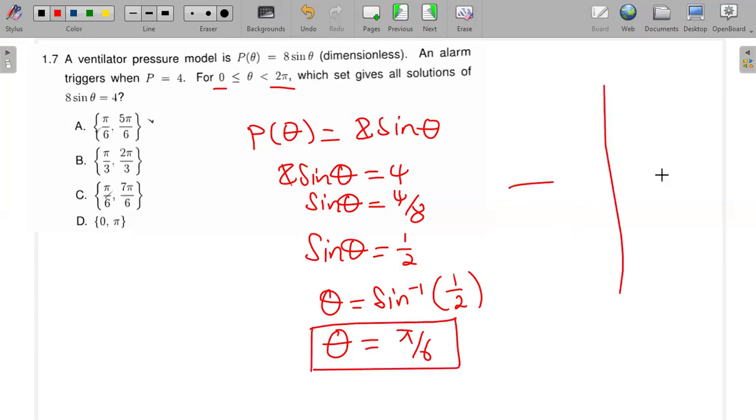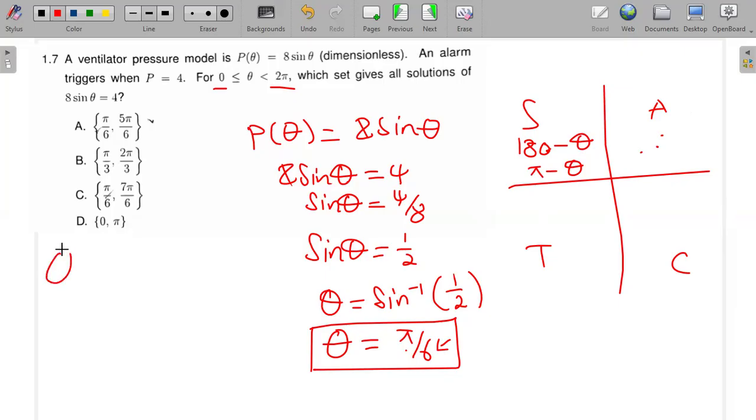So on that diagram for the quadrants, it's All Students Take Coke. So sine is positive here and here. So this angle that we found is here. We also need to find the angle here. If you're using degrees, it's 180 minus the angle that you found in the first quadrant. If you're using radians, it's pi minus the angle that you find here. The angle that I found here is pi over 6, so I have to find the angle there.